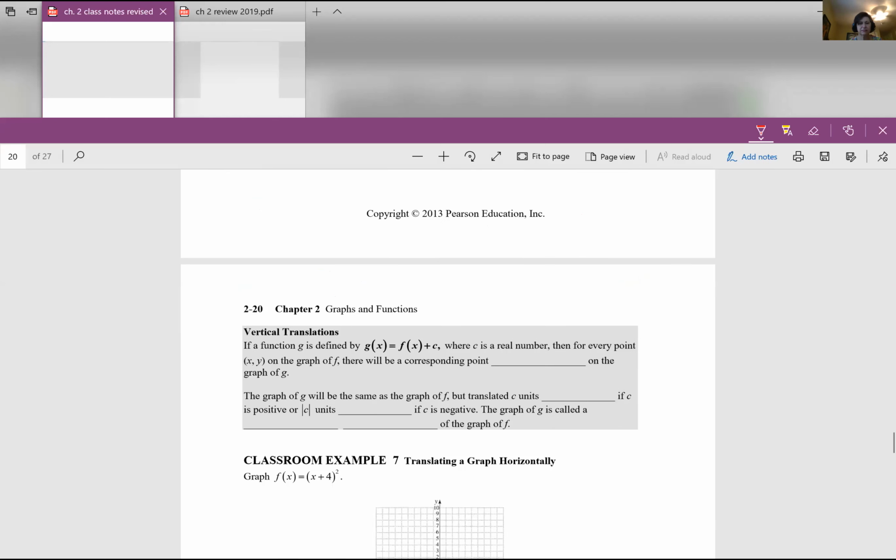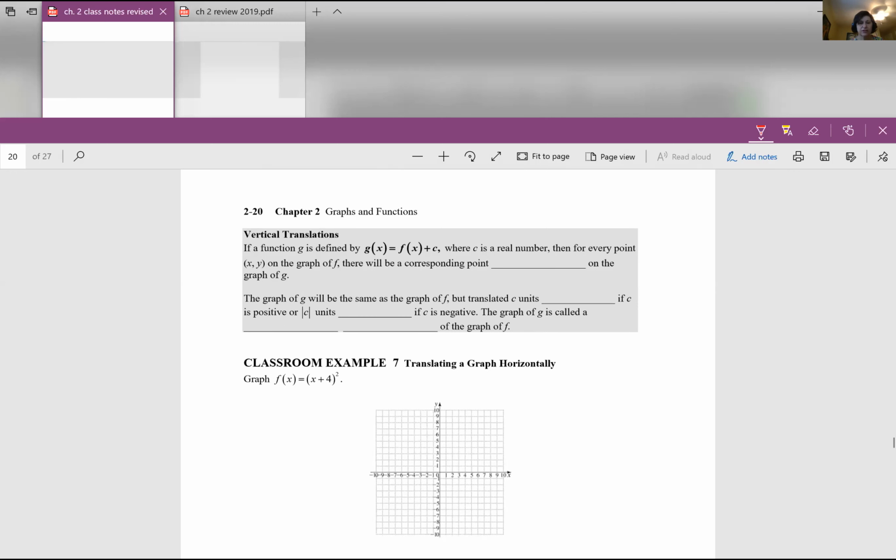Make sense? So if we go to this part of the notes to fill in the blank, it's telling us when we get this +C at the end, then it's going to end up being translated C units up if C is positive, or C units down if C is negative. Okay, and this is called a vertical translation of our graph.